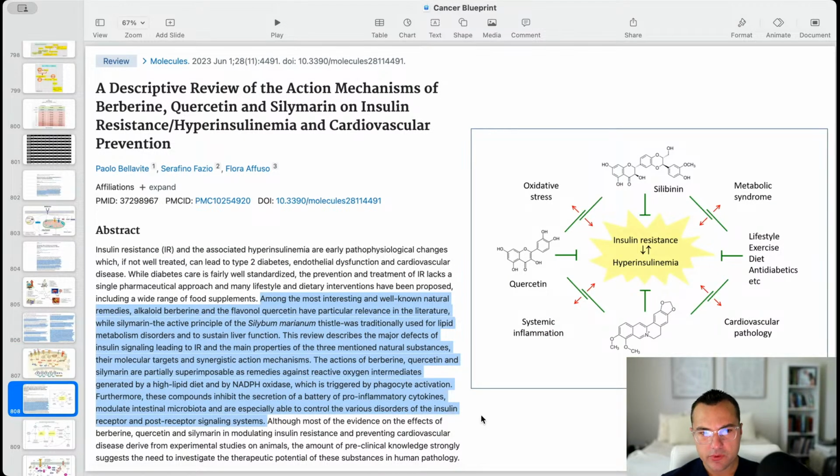This paper was titled A Descriptive Review of the Mechanism of Action of Berberine, Quercetin, Silymarin in Insulin Resistance, Hyperinsulinemia, and Cardiovascular Prevention. And it says here that among the most interesting and well-known natural remedies, alkaloid berberine and the flavonoid quercetin have particular relevance in the literature, while Silymarin, the active principle of Silybum marianum, or milk thistle, was traditionally used for lipid metabolism disorders to sustain liver function. Now, this paper was published in 2023, so it's pretty relevant, pretty new, right?